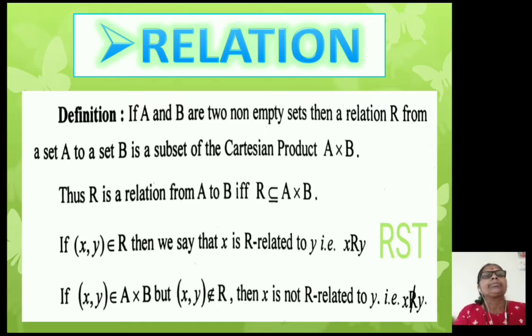If the ordered pair (x, y) belongs to R, then we say that x is R-related to y. If the ordered pair (x, y) belongs to A cross B, but the ordered pair (x, y) does not belong to R, then x is not related to y, which is denoted in this manner.